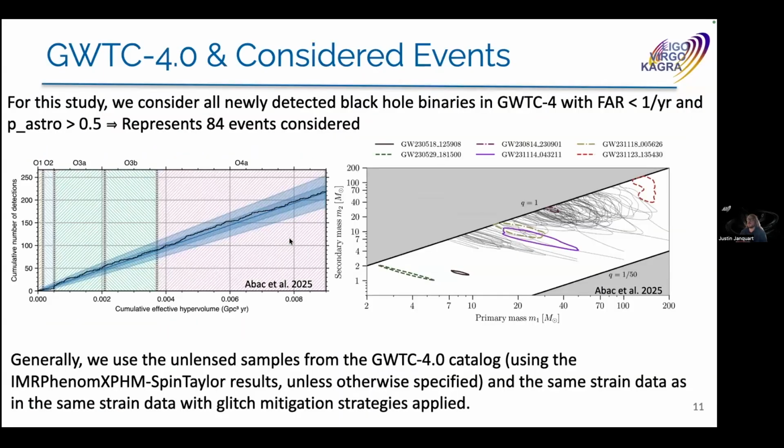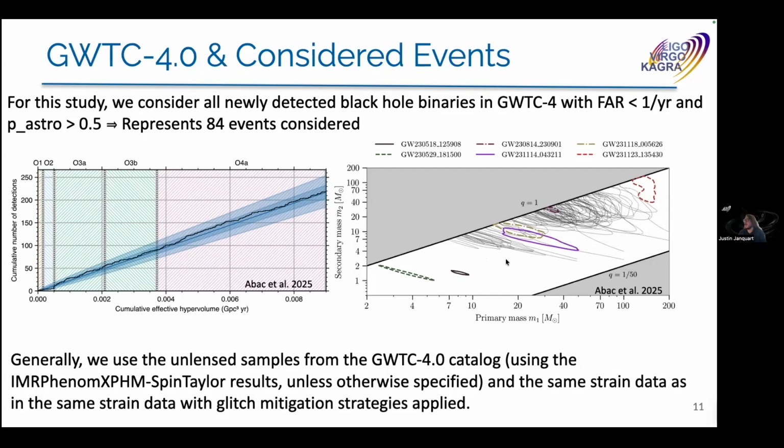So just to dig into the data and what we're looking at exactly here, we will consider all the newly detected black holes found in GWTC-4, which have a false alarm rate that's below 1 per year and that have an astrophysical probability higher than 50%. So in total, that means that here we consider 84 newly detected binary black holes. They're basically the ones that have been detected between the end of O3b here and the end of O4a here, so in the red hatched region. So they come on top of this catalog.